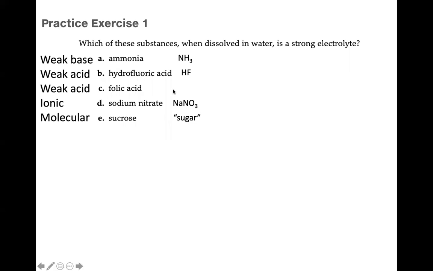Sodium nitrate, I think we should be able to draw the formula for that. Sucrose, that's a type of sugar. You're not going to have to memorize the formula for sucrose or glucose. That's biochemistry stuff. That's not in this class.